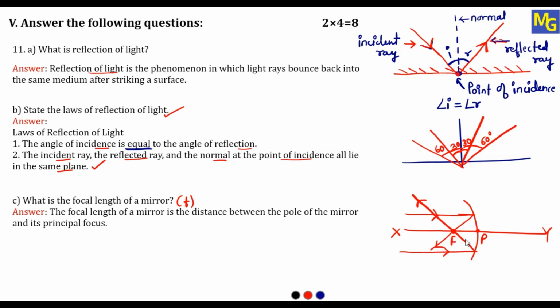And the distance between this principal focus and this pole is called as focal length. This whole distance is called as focal length, which is denoted by small f. And therefore, the definition is the focal length of a mirror is the distance between the pole of the mirror, which is here, and the principal focus, which is here. So this whole distance is called as focal length of a mirror. So this is the answer for question number 11. Now we'll see the next question.